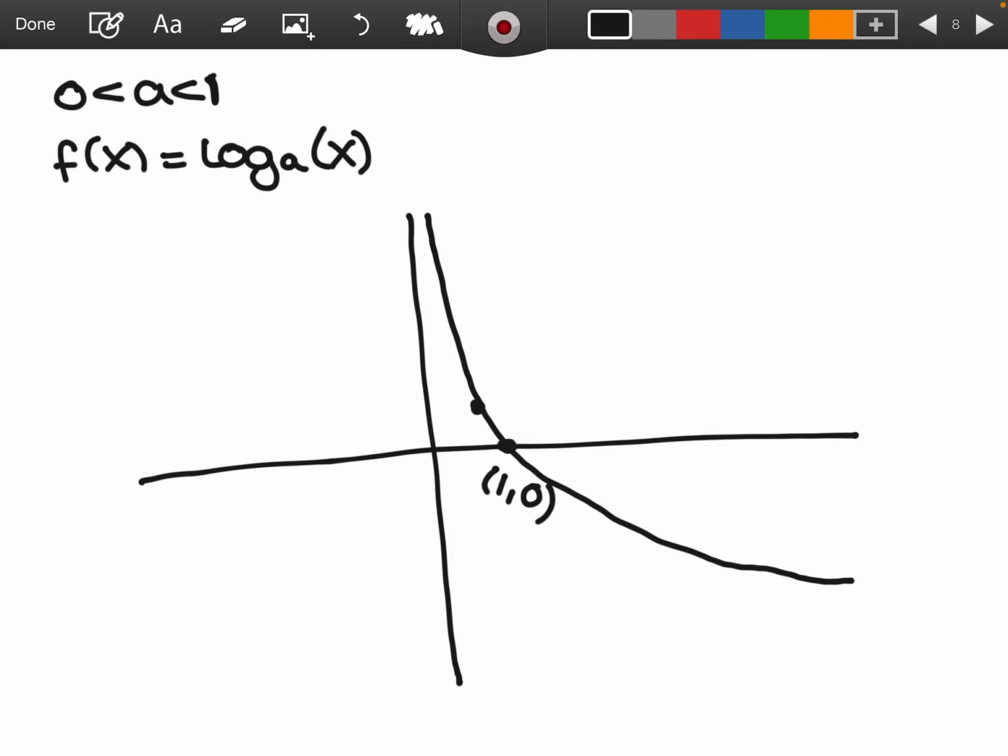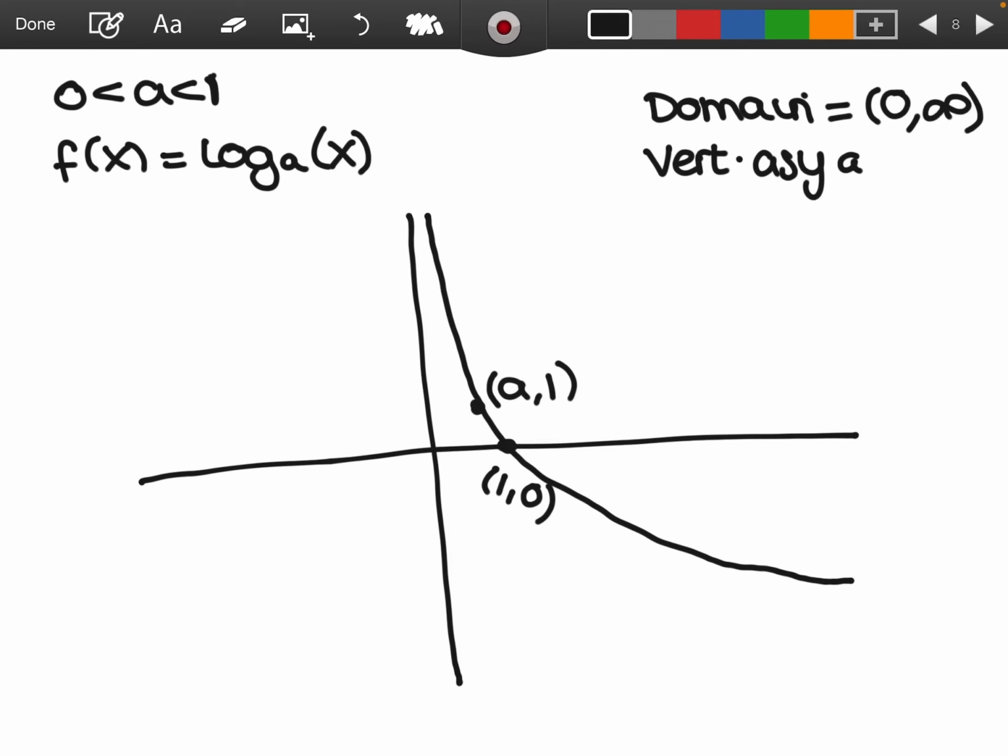What points does this go through? It goes through the point (1, 0), again because a to the 0 is going to equal 1, and it also again goes through the point (a, 1) because a to the 1 equals a. Exactly the same properties as the previous graph hold. So our domain is still 0 to infinity because I have that vertical asymptote at x is equal to 0. And my range, again, is all real numbers.